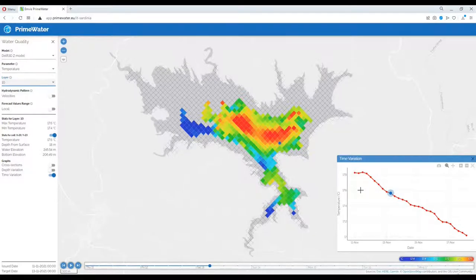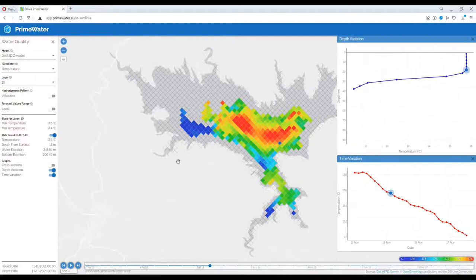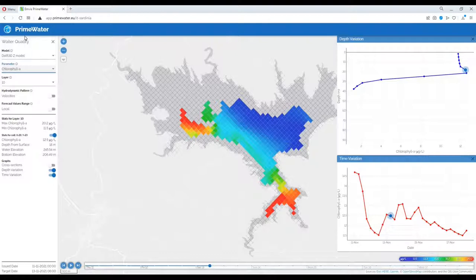The vertical profile of each forecasted parameter can also be viewed in a separate graph for any selected point. For example, here the model indicates that there is a thermal stratification at the selected point of the reservoir. The parameters of the water quality model include chlorophyll A, nutrients, phosphorus and nitrogen, suspended sediment and dissolved oxygen. Here I have selected chlorophyll A, and the map and the graphs are now showing chlorophyll concentration.